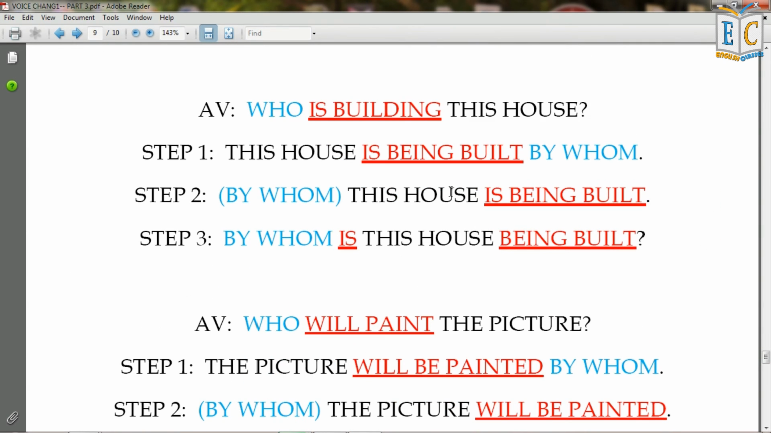Let us see some more examples of WH who sentences. In active voice, who is building this house becomes in step 1, the house is being built by whom. And in step 2, I take by whom first, and this house is being built. By whom is this house being built? It is the passive voice form of this sentence.